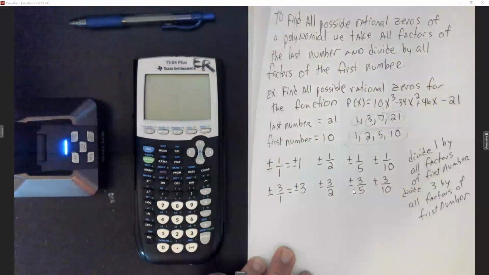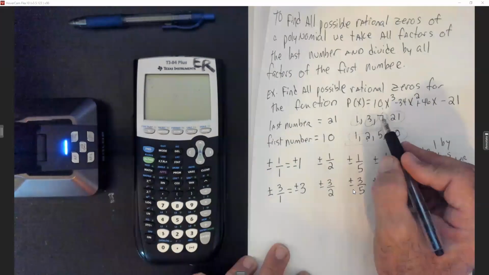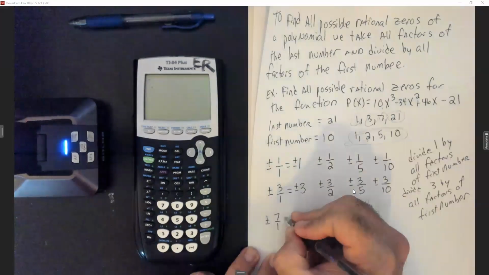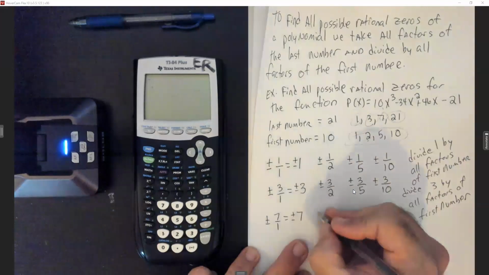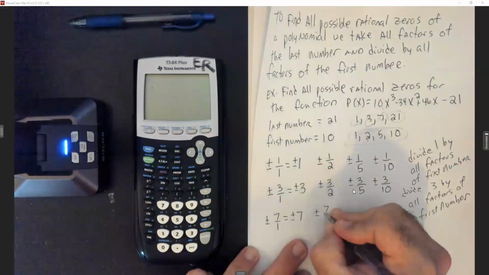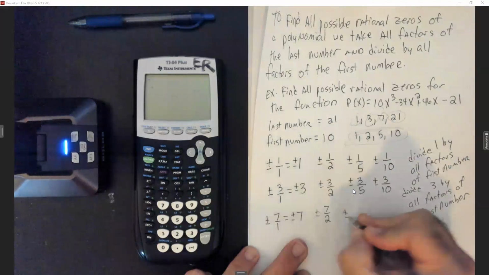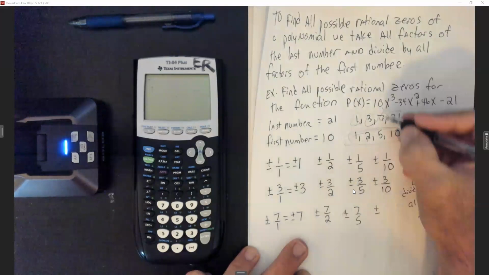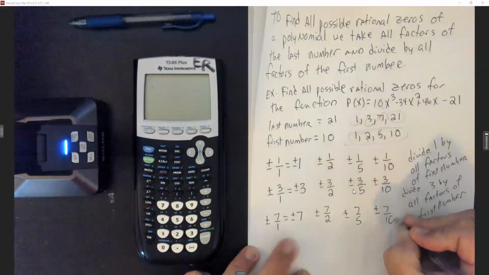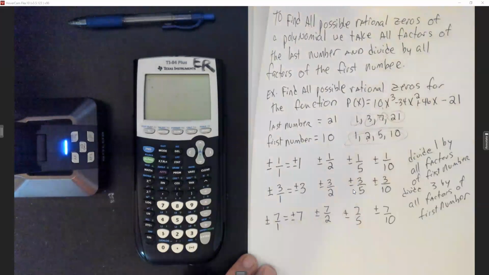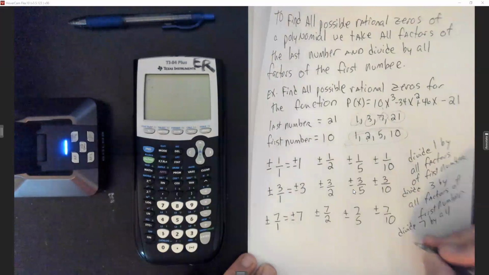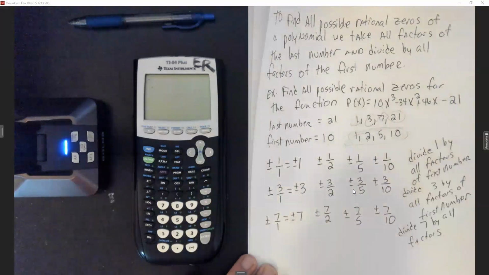Hey, what's next? I got a 7. That was a factor of the last number. So I'm going to take that 7 and divide by all of those. So 7 over 1 will simplify. Then I get a 7 over 2, 7 over 5, and then a 7 over 10. Well, let's divide 7 by all factors of the first number. I'm running out of space.